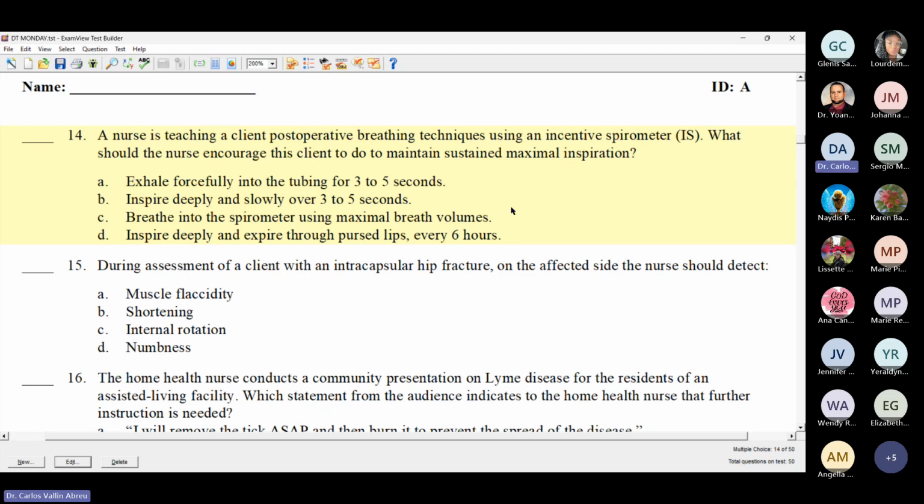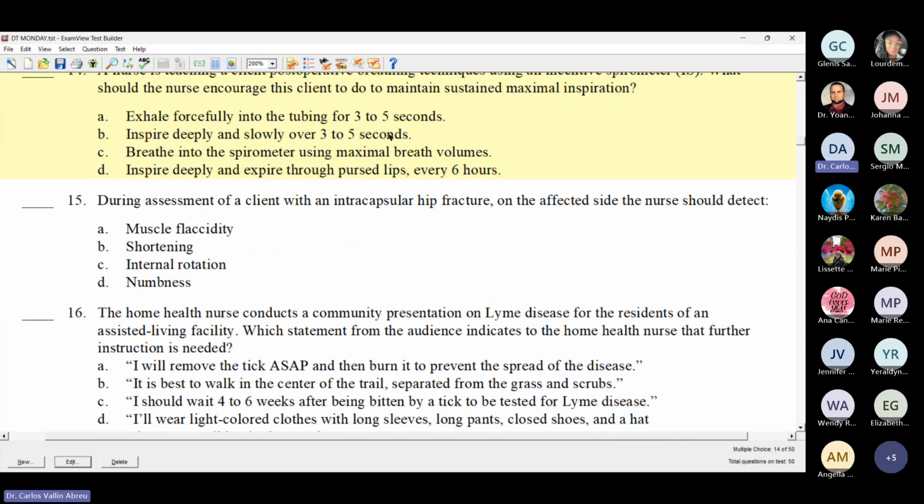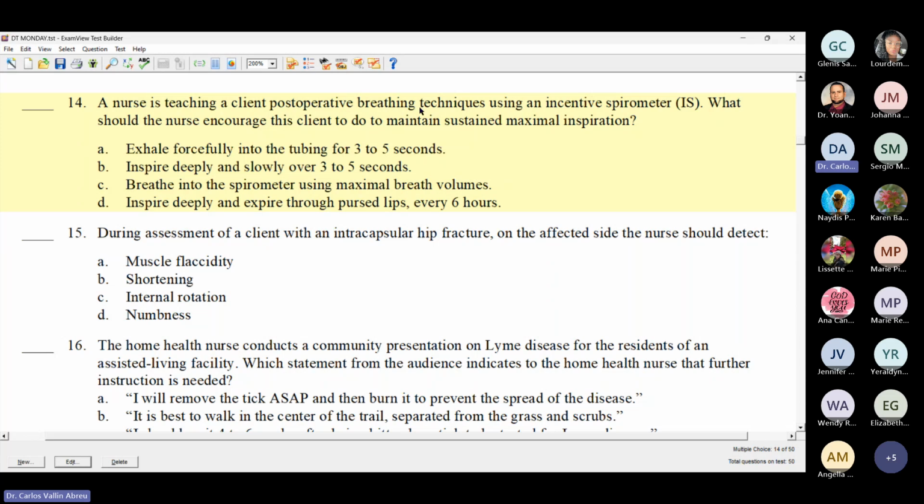No problem, no? There is a lot of problem. People confuse that the incentive spirometer is to blow. Never to blow. Blowing empties the lungs and favors the development of atelectasis. The idea is to breathe in.